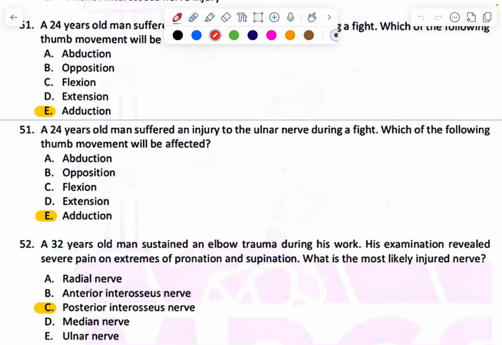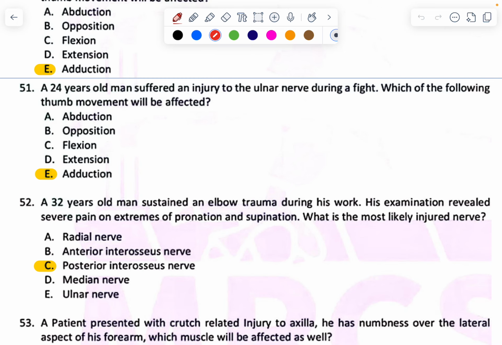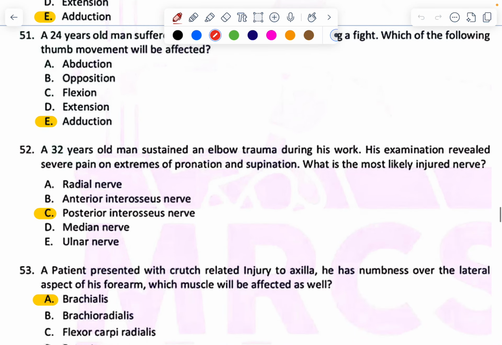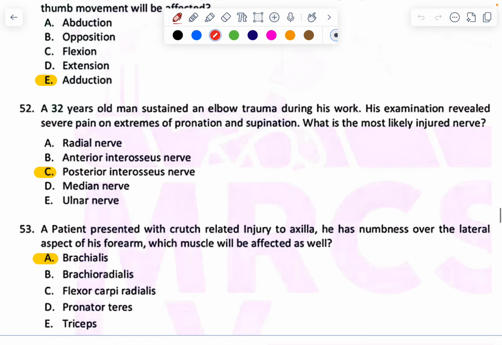Patient presents with crutch-related axillary injury. He has numbness over the lateral aspect of the arm. Which muscle will be affected? So this is the deltoid muscle that will be affected. Okay. Lateral, which muscle? Brachialis, deltoid is not there.